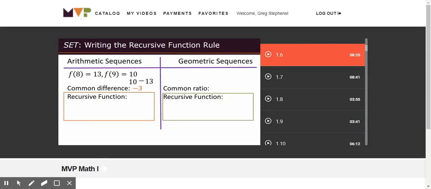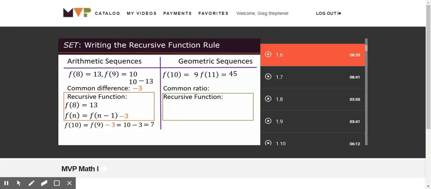Note that as n gets bigger, f(n) is getting smaller. The constant difference is negative. Now write the recursive function. f(8) = 13, and f(n) = f(n-1) - 3. To find f(10), you would subtract 3 from f(9). Since f(9) equals 10, f(10) equals 10 minus 3, or 7.